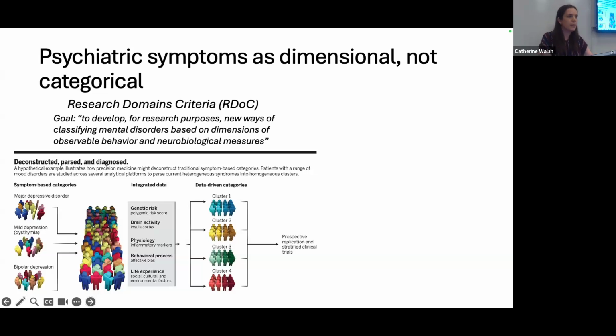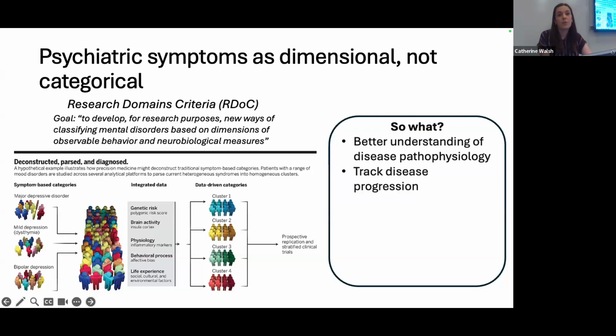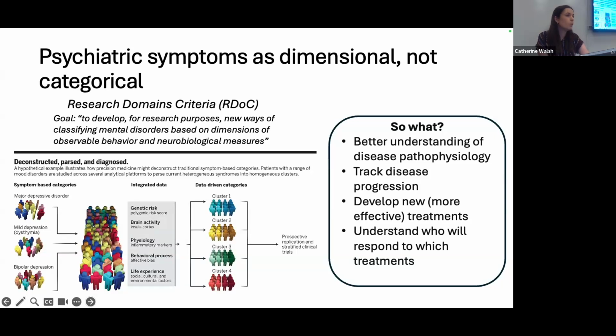And so this is a cool idea, but so what? Why is this useful? Thinking about psychiatric conditions in this brain behavior correlation allows us to better understand the underlying disease pathophysiology. It might help us track disease progression as things move on, help us develop new and maybe more effective treatments, or for instance, understand who will respond to what treatments. So there are all these useful ways in the psychiatric world as well.